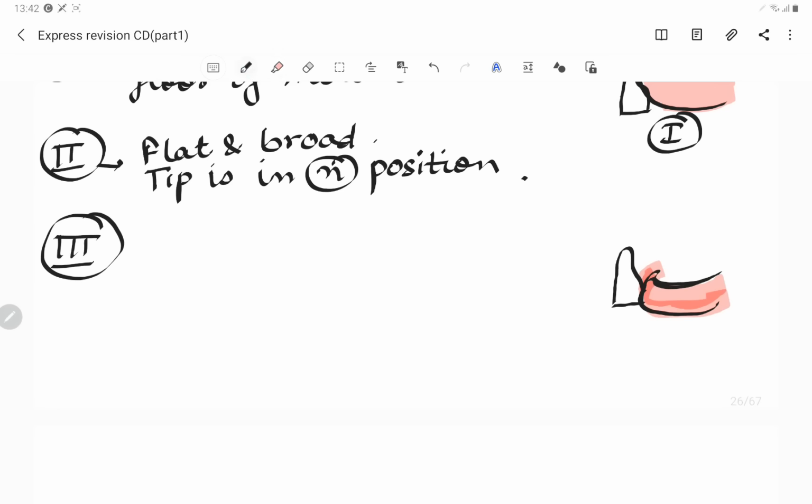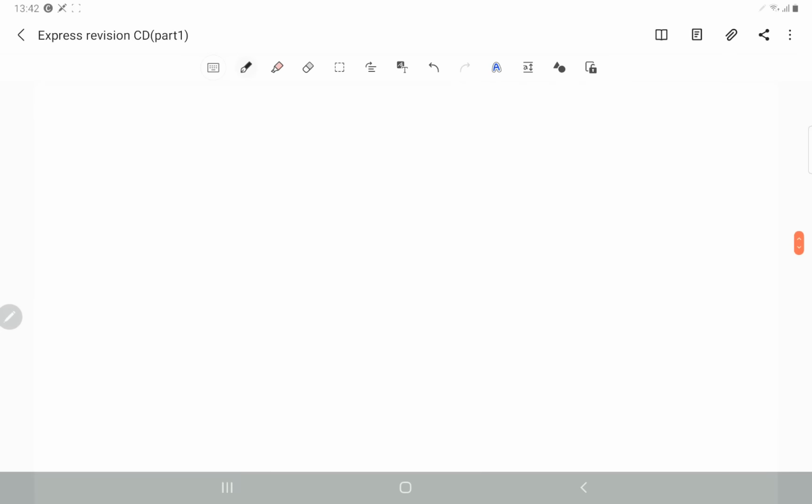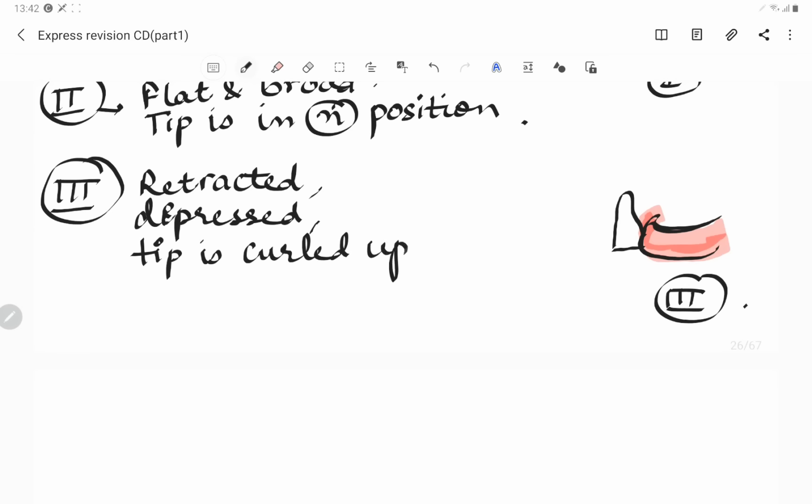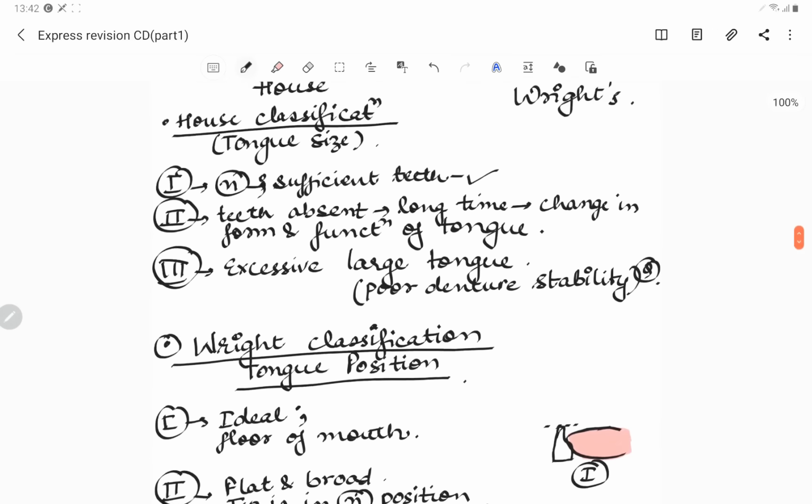So, this is a class 3. Tongue is retracted, depressed in the floor of the mouth, and the tip is curled upward. Curled upwards. So we have covered two classifications for the tongue.